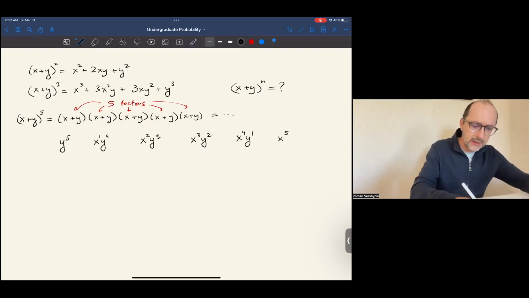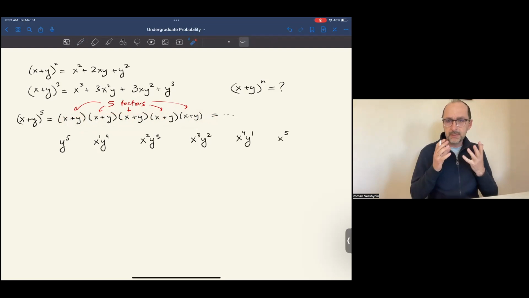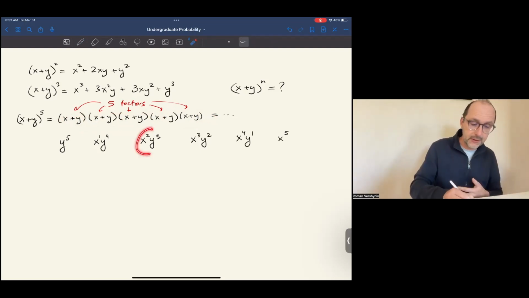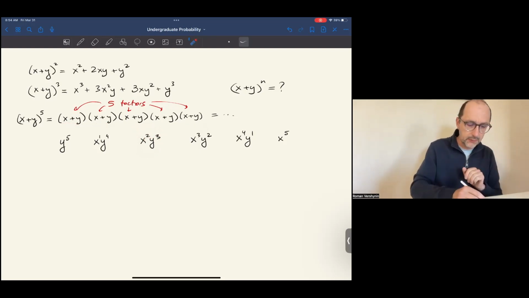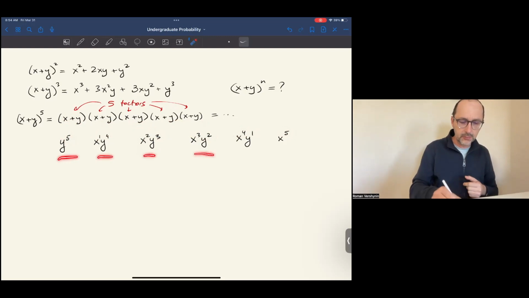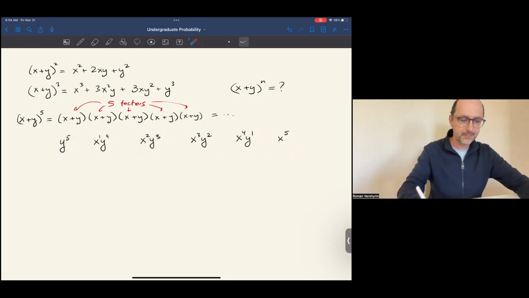Do you see that? As you expand this expression, it will be a long sum of monomials, of things like this. The sum of these powers must always equal 5, and that's because we're multiplying 5 terms here. So this is 5, 1 plus 4 is 5, 2 plus 3 is 5, 3 plus 2, 4 plus 1, and 5. And therefore, these terms are the only terms that will appear if you expand this big expression.